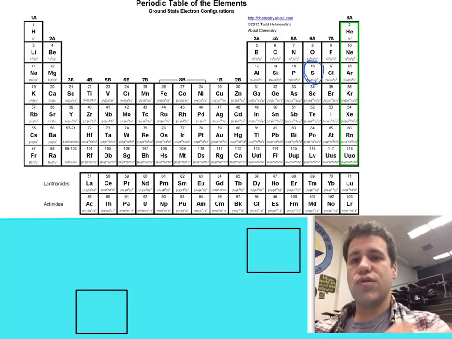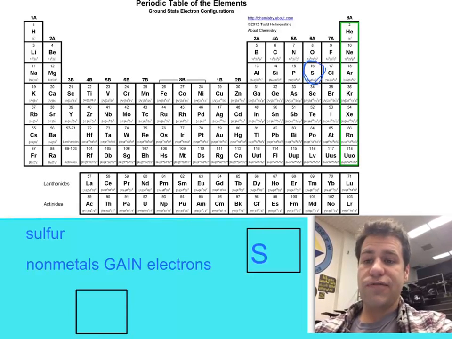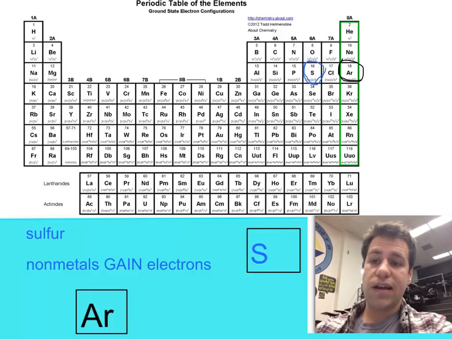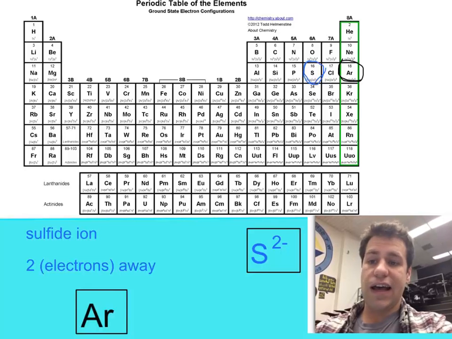For nonmetals, using sulfur as an example, we'll see that it's 2 away from its closest noble gas, which is argon. And since it is a nonmetal, it will gain electrons. It will gain 2 electrons because it's 2 away. This will give it a -2 charge, which we denote as a 2 negative. And with anions, we call it the ide ion. When you have a single atom become an ion, we call it the ide ion, so sulfide ion.